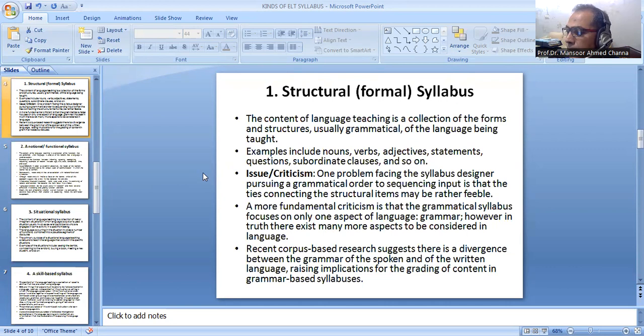Issues and criticism. One problem facing the syllabus designer pursuing a grammatical order to sequencing input is that the ties connecting the structural items may be rather weak. A more fundamental criticism is that the grammatical syllabus focuses on only one aspect of language, grammar. However, in truth, there exist many more aspects to be considered in language. Recent corpus-based research suggests there is a divergence between the grammar of the spoken and of the written language, raising implications for the grading of content in grammar-based syllabuses.